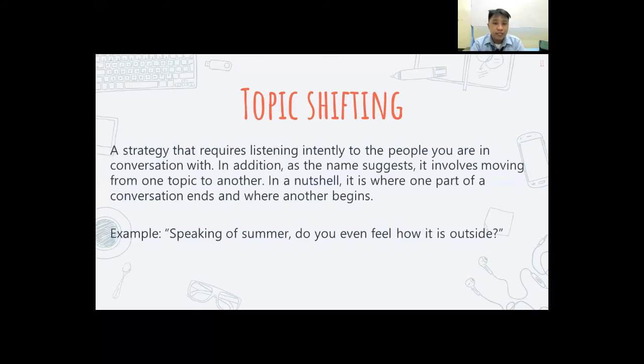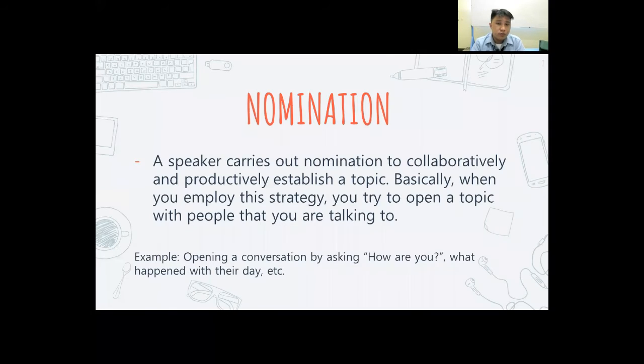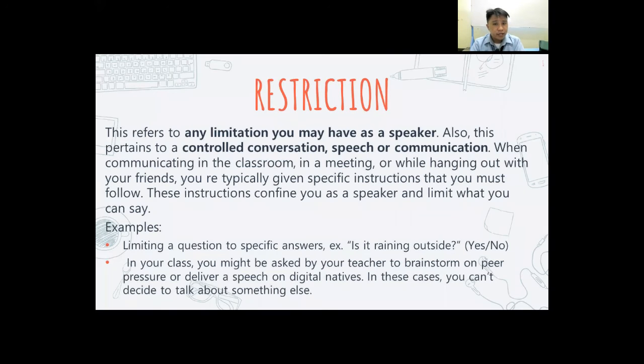So let's have a recap for the topics and the strategies that we've discussed today. The first one is nomination. Basically, when you employ this strategy, you're just trying to open up a topic with the people you are talking to. For example, how are you, or what happened within your day. You're asking questions about what happened within your day, how's your day, doing that. The next one is restriction, from the word restrict, restrain.